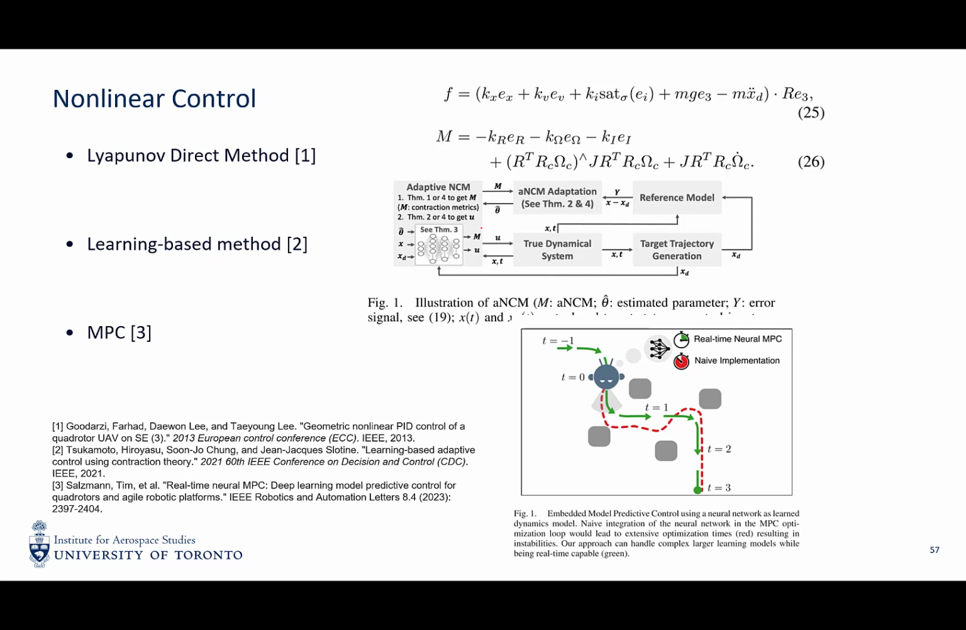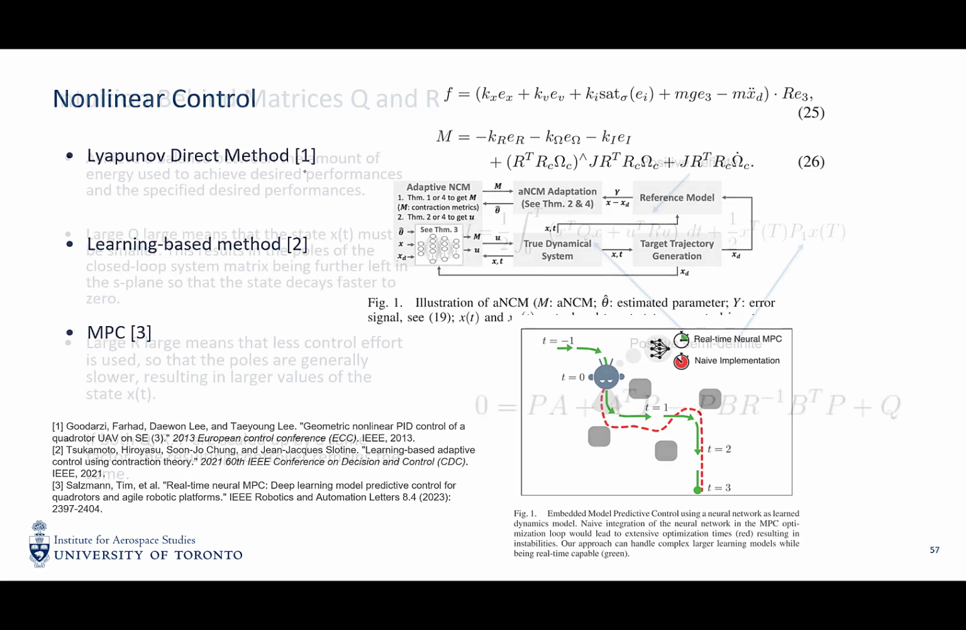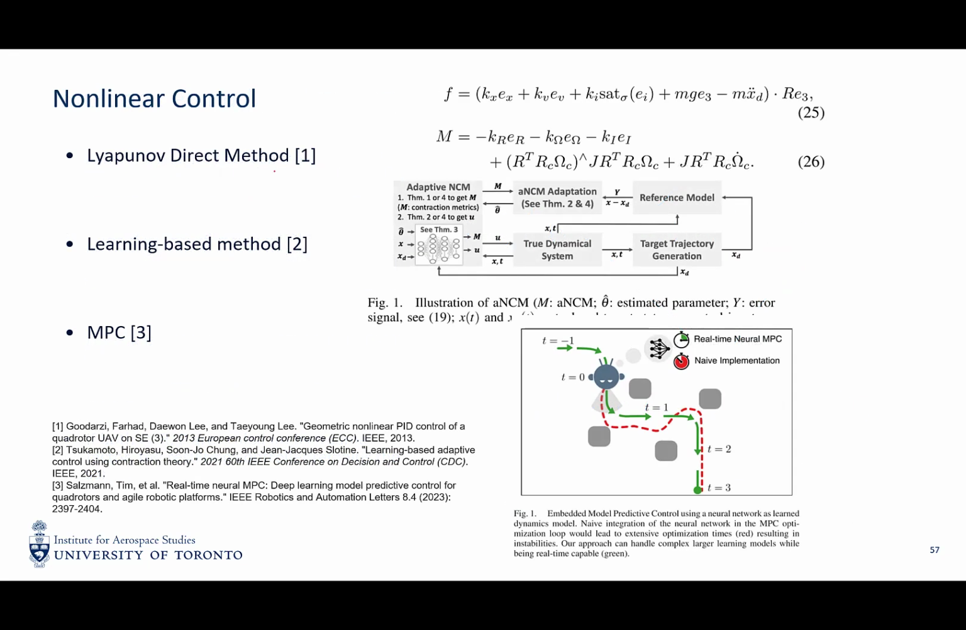The first and most widely used method is called the Lyapunov direct method. Here I provide a link to a key paper so that you can see how to apply the Lyapunov direct method to a quadrotor. The process is to guess a Lyapunov function, then guess a controller, and then prove that the derivative of the Lyapunov function is negative definite with respect to time.